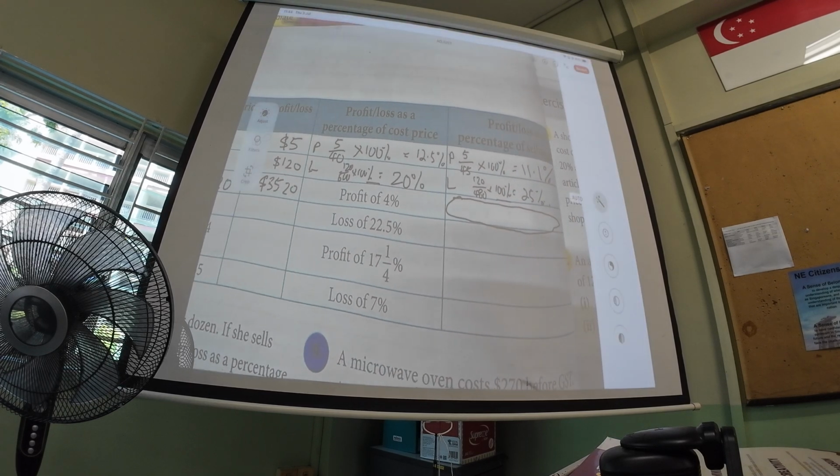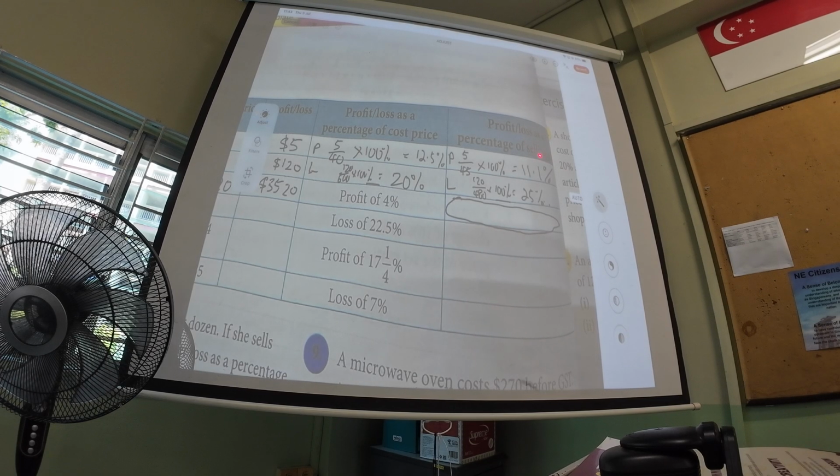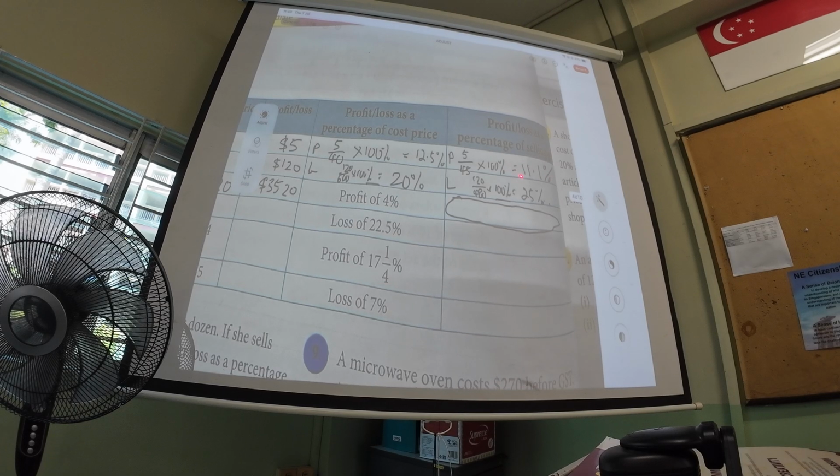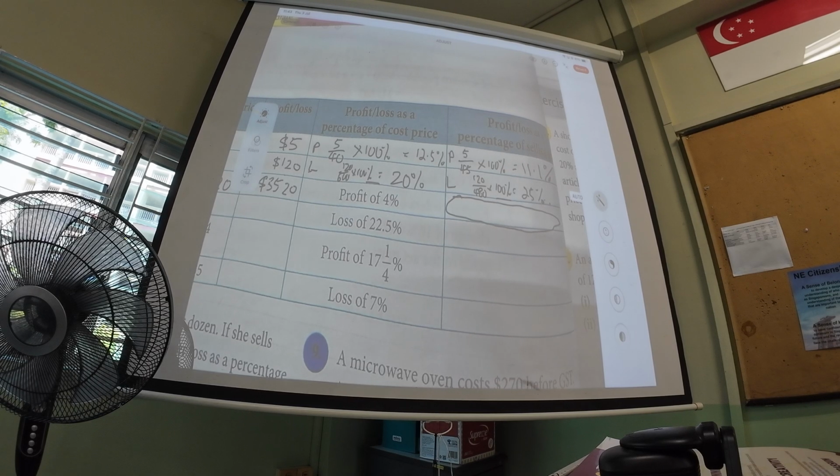If I want the percentage to be of selling price, then I will take selling price as the base. The profit out of this base, multiplied by 100 to change it to a percentage. Okay?